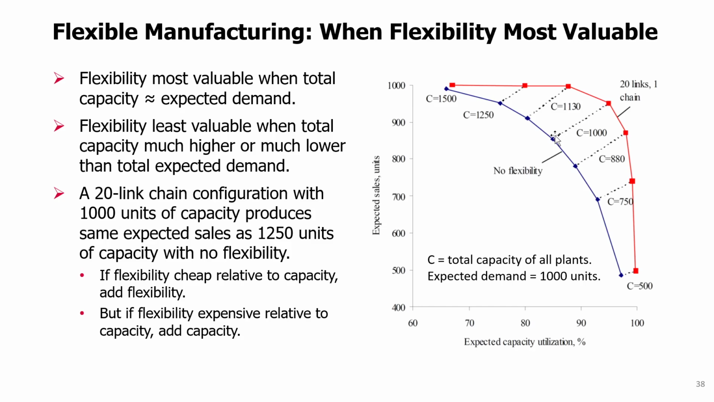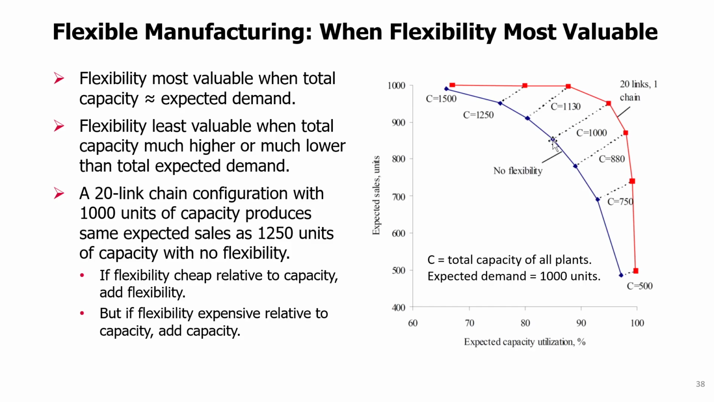When we add 20 links of chain, in one chain, as flexibility. But the same benefit we could achieve by increasing capacity to 1,250, so improving capacity by 25% in all plants. Because you see, remember, utilization is not the goal. The goal is the sales, because the sales bring us revenue and allow us to make some profit. And notice this point is roughly on the same level as this point.